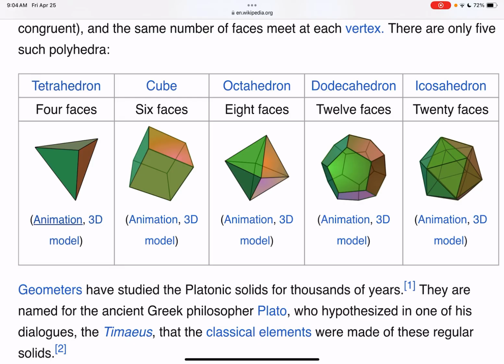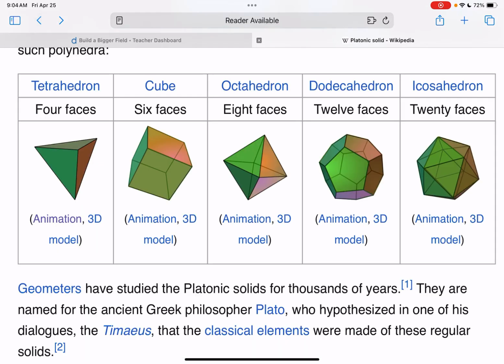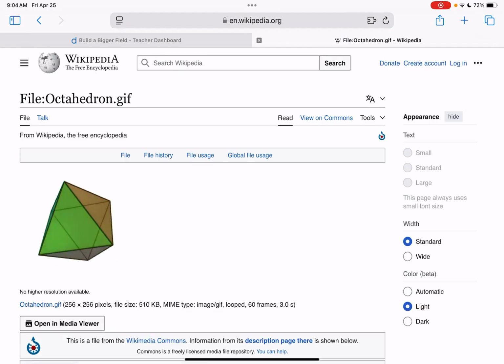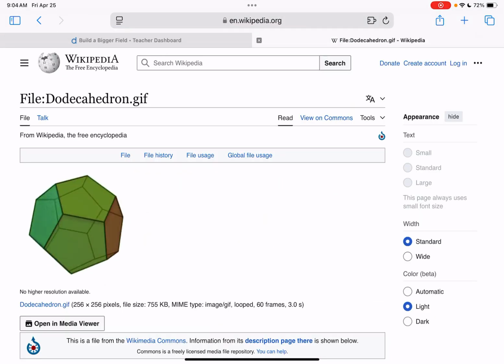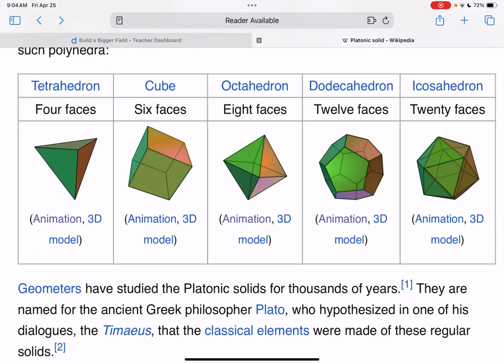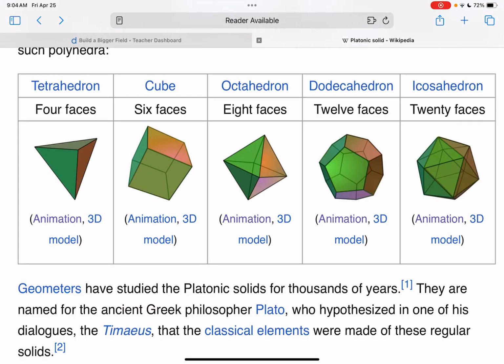So there's the tetrahedron. It is a four-sided object. Everything is triangles. There's the cube. Here's an octahedron. This is two pyramids stacked on top of each other. Then we have the dodecahedron. It's a bunch of pentagons together, 12 pentagons. And then we'll be doing the icosahedron. You can see it there. It's a bunch of triangles.